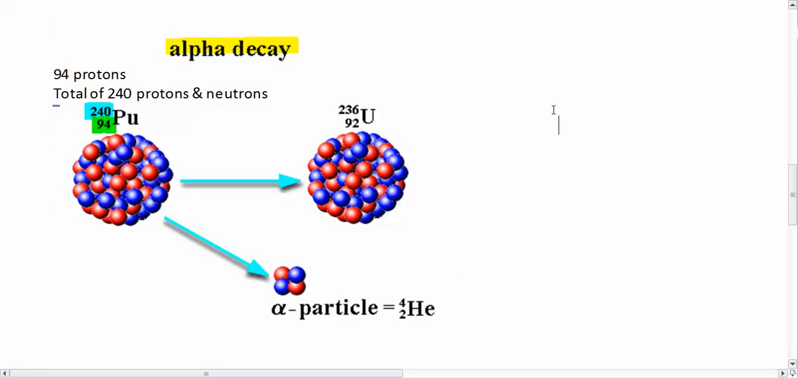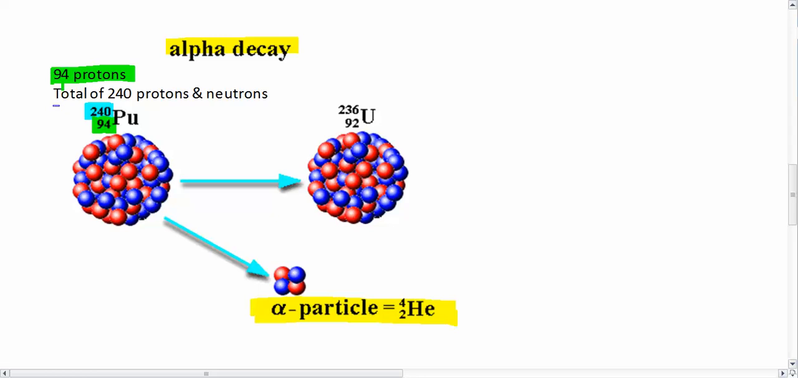And again, remember that the number of protons is what defines the element. What I mean by that is that plutonium is plutonium because of the fact that it has 94 protons. If I change the protons, I change the element. So how come it turns into uranium? Well, let's think about an alpha particle. We learned that alpha particles are 2 protons plus 2 neutrons.